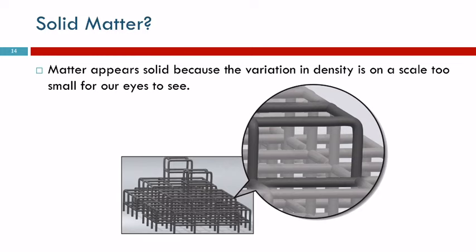So if atoms are mostly empty space, why do things made out of atoms look solid? This table here, this podium, seems pretty solid, right? I mean, I could hurt myself trying to bang my hand through there. My hand feels pretty solid. I can't see through it. How does that work? Well, matter appears solid to us because the variation in density between that incredibly dense nucleus and the mostly empty space around it is on such a small scale that we can't see it.